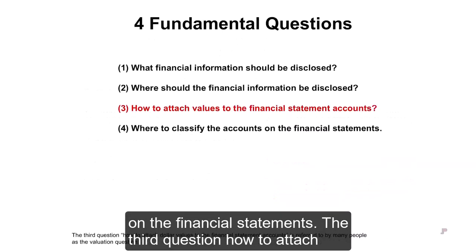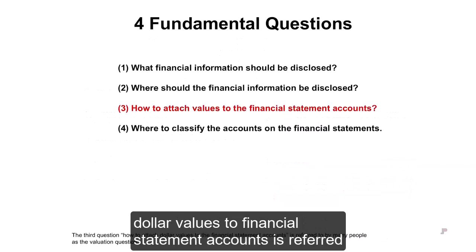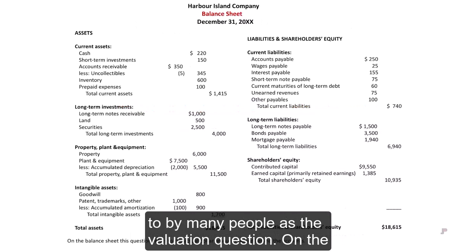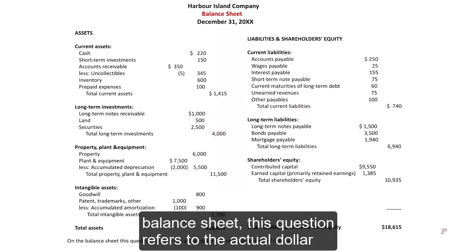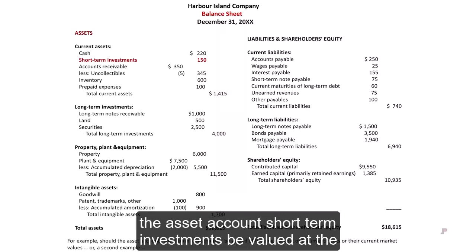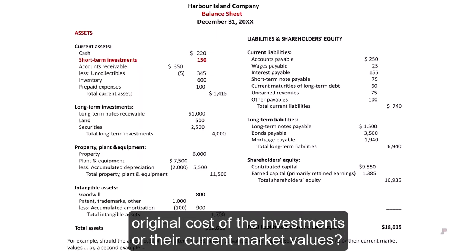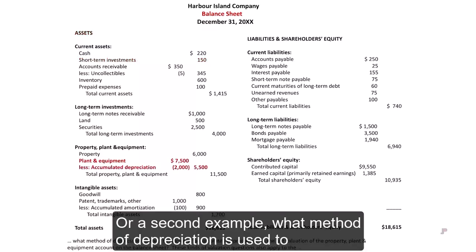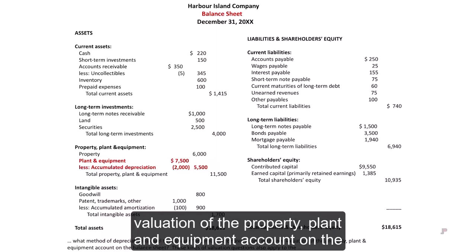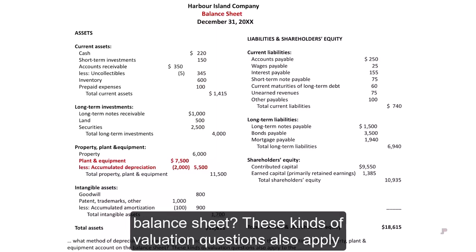The third question, how to attach dollar values to the financial statement accounts, is referred to by many people as the valuation question. On the balance sheet, this question refers to the actual dollar amounts placed behind the accounts. For example, should the asset account short-term investments be valued at the original cost of the investments or their current market values? Or a second example, what method of depreciation is used to calculate accumulated depreciation in the net valuation of the property, plant, and equipment account on the balance sheet?